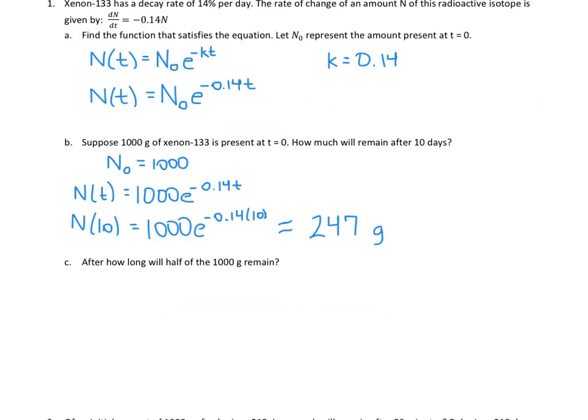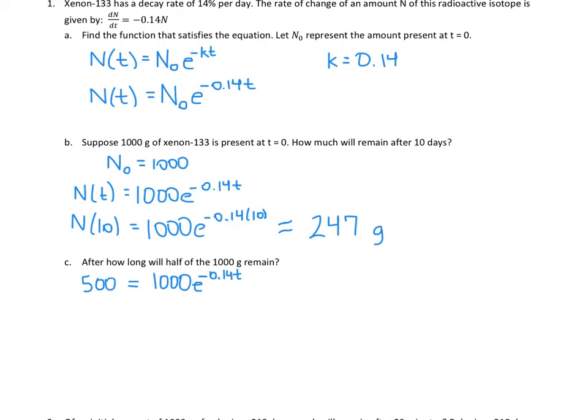For part C, we want to know after how long will half of 1,000 grams remain. Well, what this is asking for is the half-life. And if you've looked at the notes, you already know what the formula is for calculating half-life. But let's suppose for a moment that you haven't looked at the notes and you don't know the relationship between the decay rate and the half-life. So here we are starting out with 1,000 grams, and we want to know at what time t will we have remaining 500, since 500 is half of 1,000.